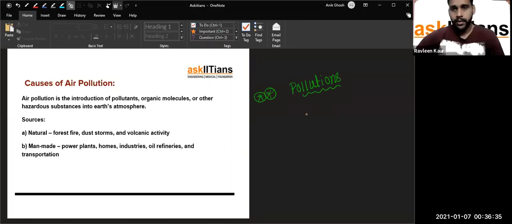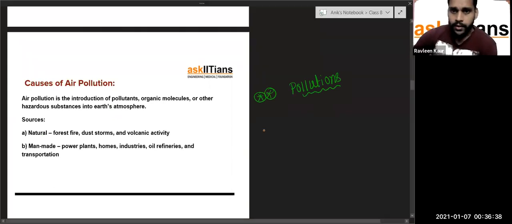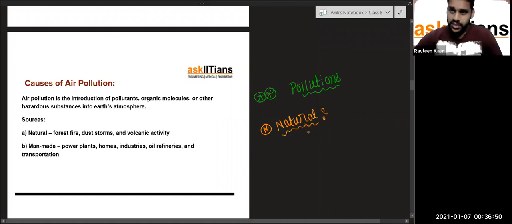Yeah, so the first thing is the natural sources. Now, the natural sources are the sources for natural disasters and different types of natural calamities, for which you can have these pollutions, right? Think about the forest fire, which we were discussing, right? From a forest fire, everything gets burned.